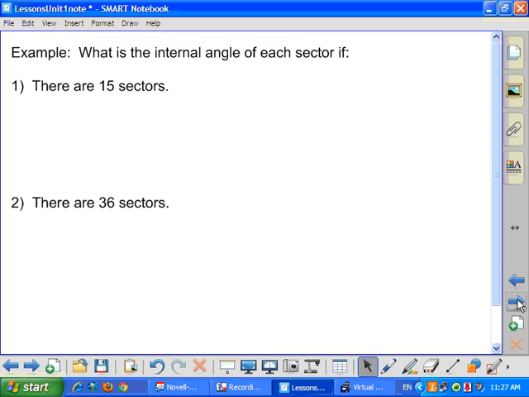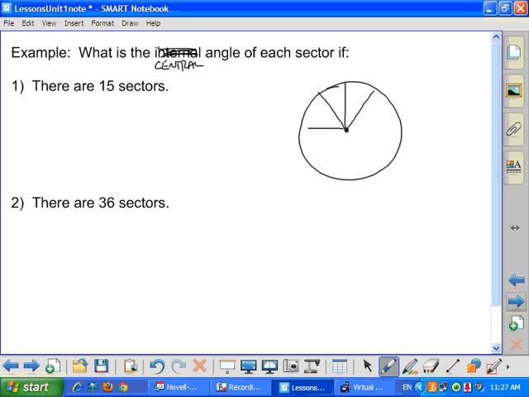And then there is the opposite of that. What's the internal angle? And it should read central angle. What's the central angle of each sector if there are 15 pieces of pie? So this time, I don't know the angle, but I know there are 15 pieces of pie. So I want to know, what does the angle equal?